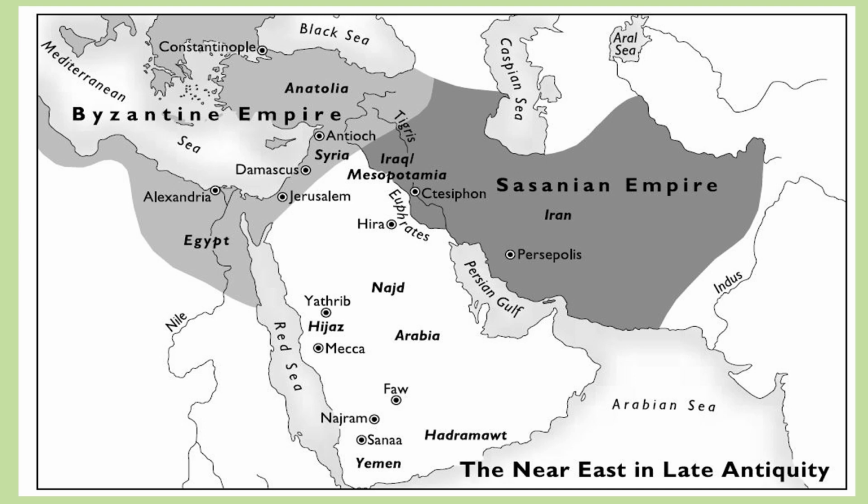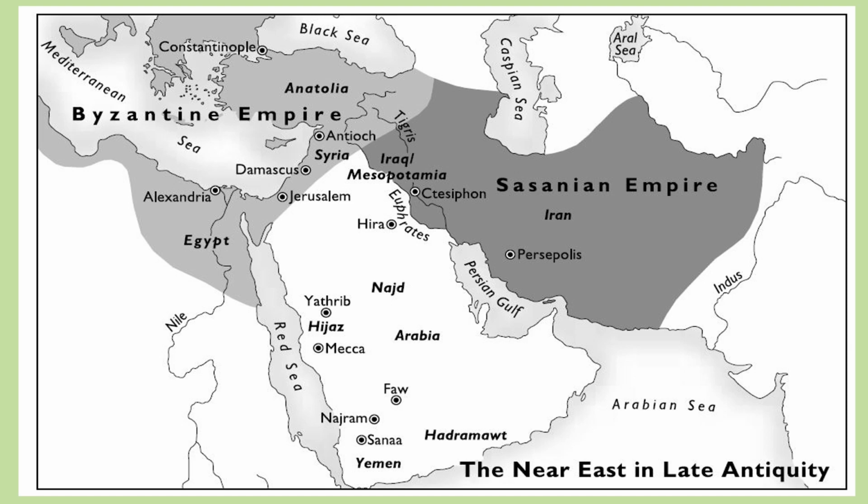And on the other hand, across its eastern border, in the eastern half of the Fertile Crescent and in the lands beyond, lay the empire of the Sasanians, which was an Iranian dynasty which had come to power in the 3rd century. These two empires were bitter rivals, and for much of late antiquity they were at war. Their political rivalry, however, did not completely preclude meaningful cultural contact across these two empires.